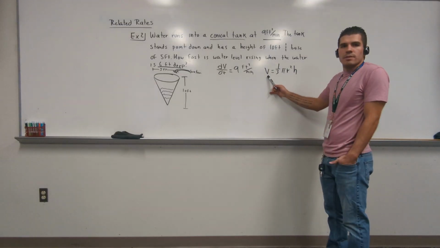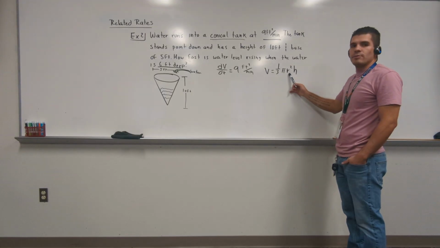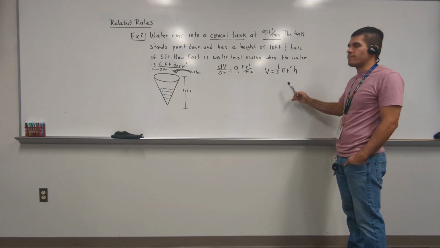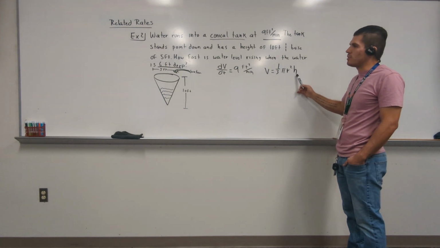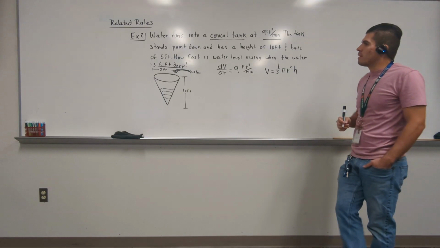As water goes in, does the volume change? The answer to that would be yes. As water goes in, does the radius of the water change? The answer to that is yes, so it should stay as a variable. And lastly, will the height change? Well, yes, it will too. So that means I have 3 variables here.